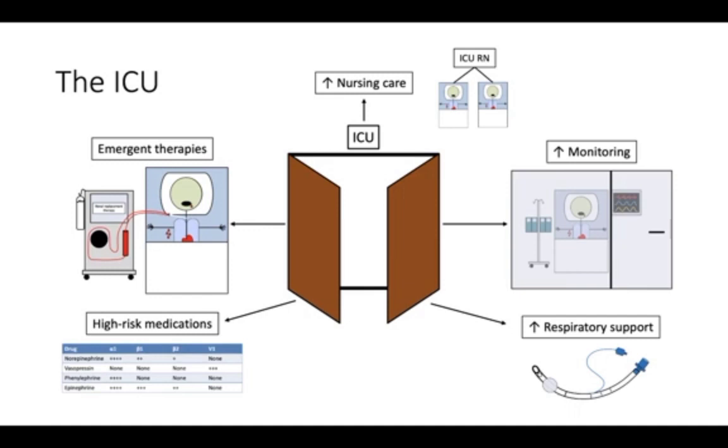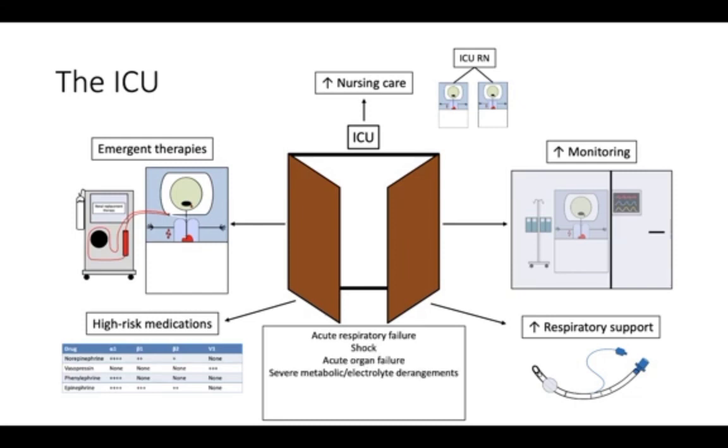If these are the services an ICU can provide, what types of illnesses require ICU-level care? Common illnesses encountered within the ICU include acute respiratory failure, shock, acute organ failure, for instance renal failure or liver failure, severe metabolic and electrolyte disturbances like diabetic ketoacidosis, hyperkalemia, and hyponatremia, severe withdrawal or intoxication, neurologic emergencies like brain bleeds or acute strokes, and unstable arrhythmias.